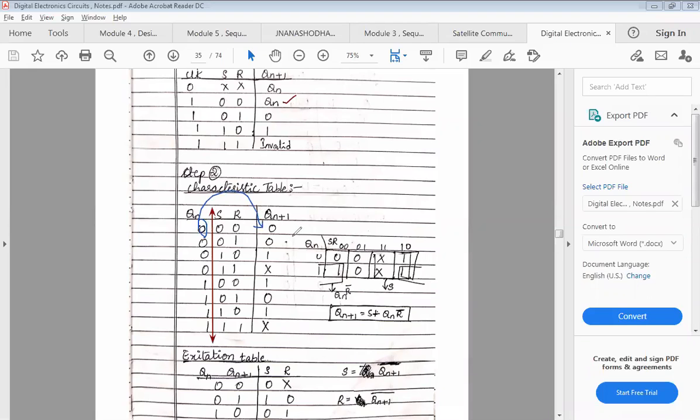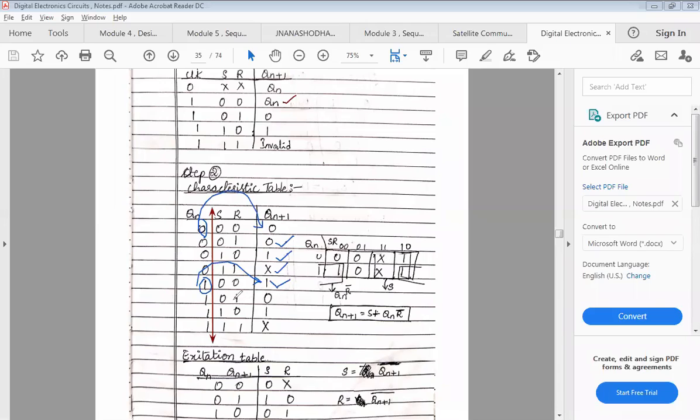Okay. Now we will take another case, 0, 1. I am not bothered about what is in my Qn. 0, 1 exclusively will give me the value of S. 1, 0 will give me the value of S. 1, 1, I know that it is invalid. 0, 0, whatever is in the memory. What is in my memory now? 1. Okay, so that 1 will come and sit here.